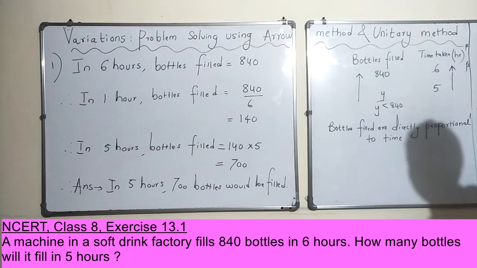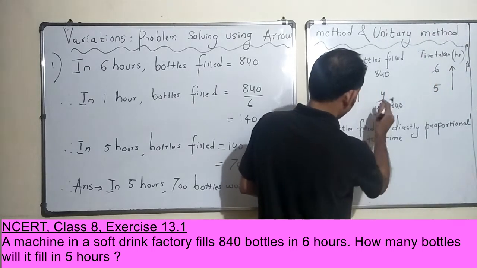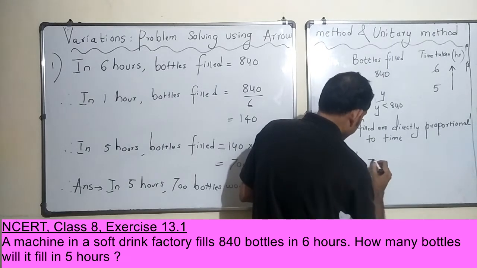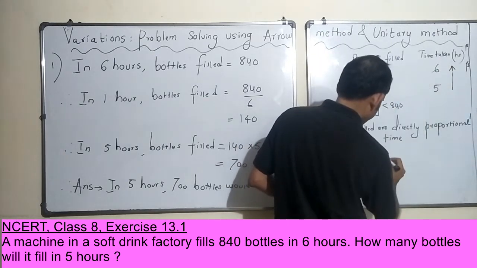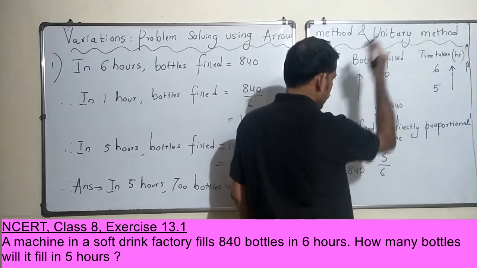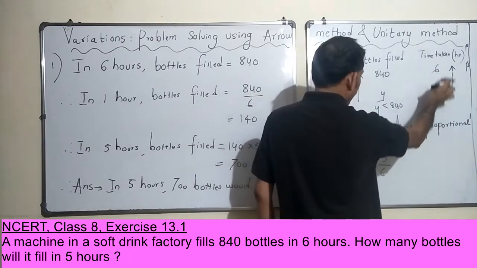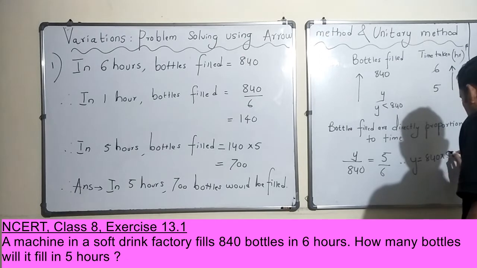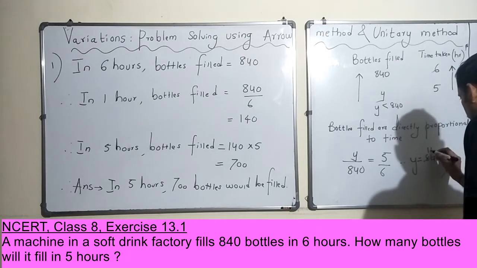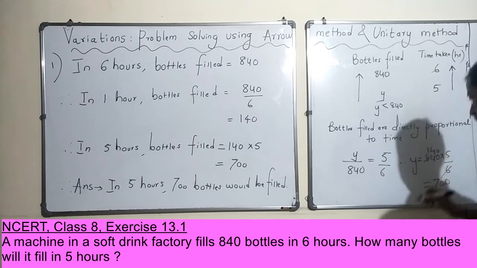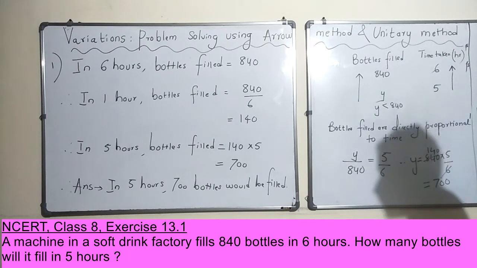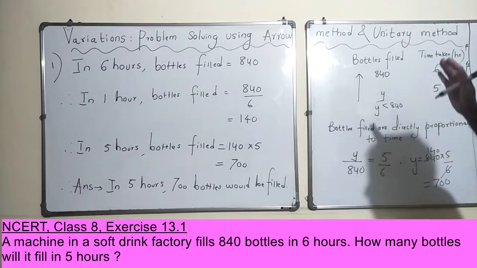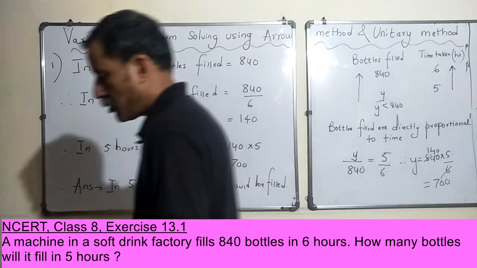Now we start with y by 840 is equal to 5 by 6, because in direct proportion we go in the same direction in both the sets. Therefore, y becomes, I hope you can calculate this quickly, y is equal to 700, and you can write the same answer here. So using both the arrow method as well as the unitary method, we solved this problem. This was pretty simple. Okay, let's move on to the next problem.